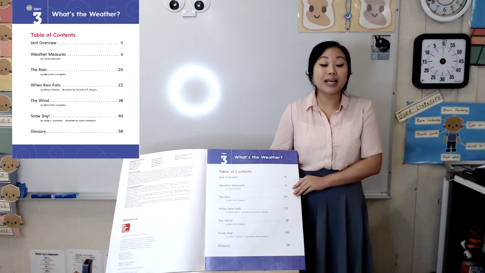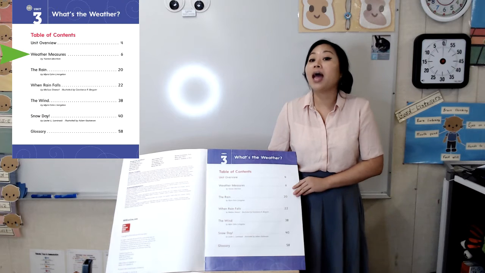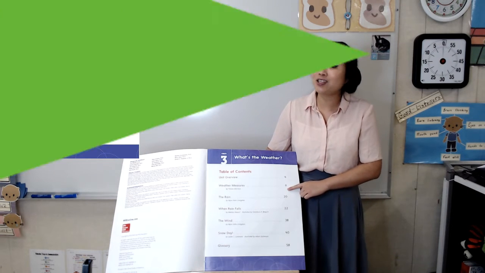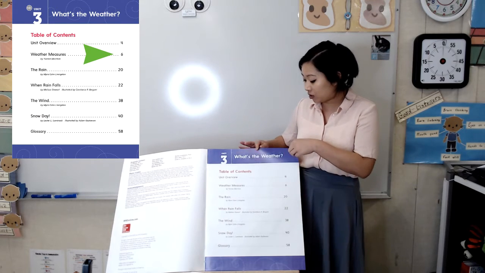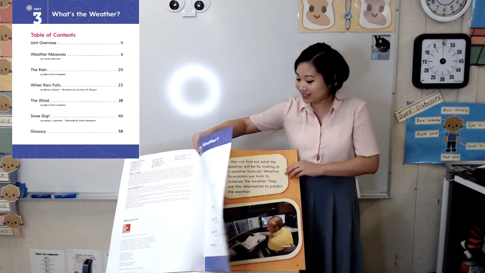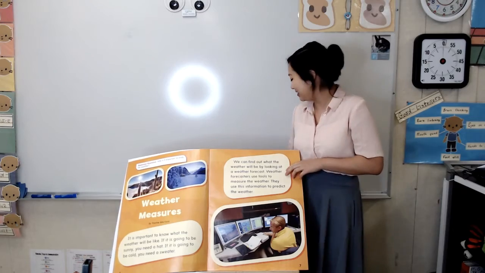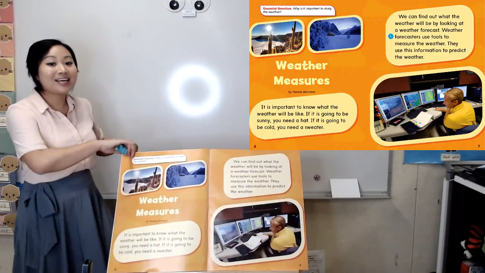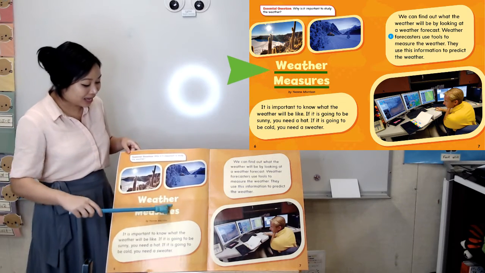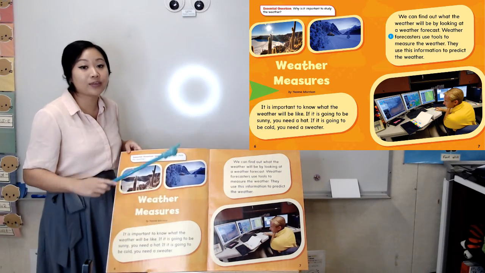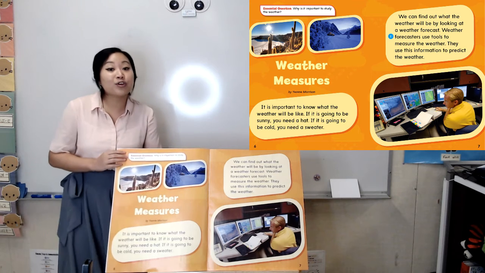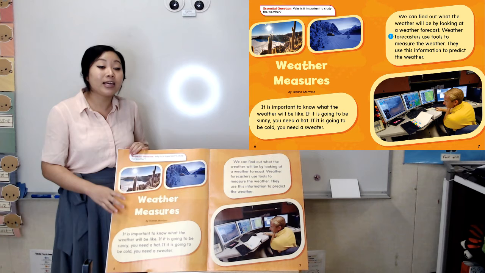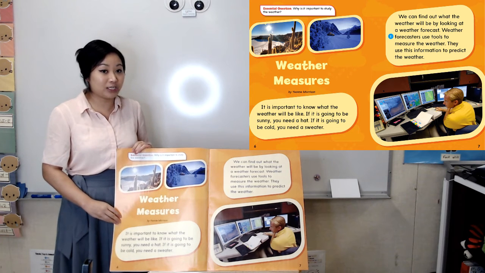Our story today is called Weather Measures. And when I move my finger across the page, I see that it's on page 6. So I'm going to turn to page 6 and there it is. Weather Measures. This is the title and the author. Remember, the author writes the words in the text. This book doesn't have an illustrator because it uses photographs instead of illustrations.